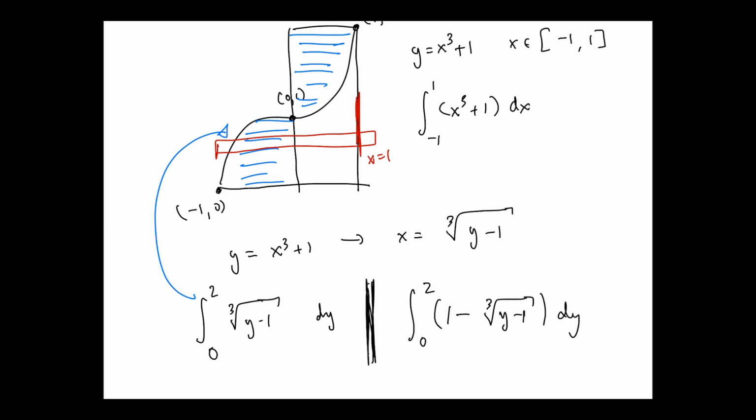The area that I'm interested in was, well, before I started shading and subdividing it, everything between the curve and the line x equals 1 and the line y equals 0. So it's sort of like this shape, like a little chair or something. It was that entire area that I was interested in.